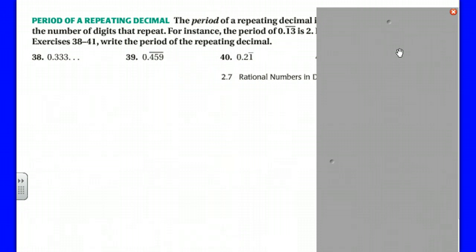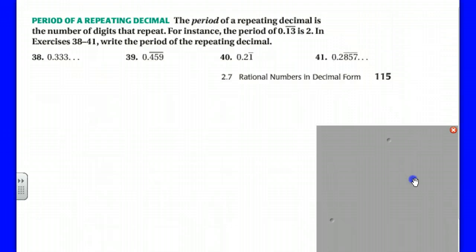So what's the next digit after that 1? 1, not 2. It's 0.21111 forever. Isn't that interesting? Okay. And finally, can you see that? And so the period of this one is 3 because it's 857 repeating over and over again, that block. Okay? So there you go.